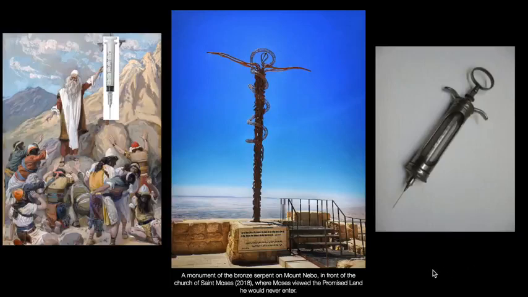I believe that the bronze serpent is the syringe. It's the vaccine. This is a monument of the bronze serpent on Mount Nebo in front of the Church of St. Moses, where Moses viewed the promised land he would never enter. It even looks like a syringe. And are people not worshiping the vaccine? Absolutely worshiping it, along with Dr. Fauci.